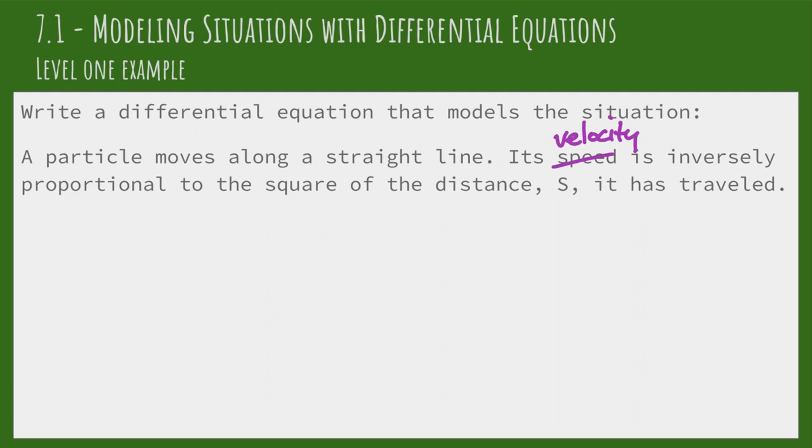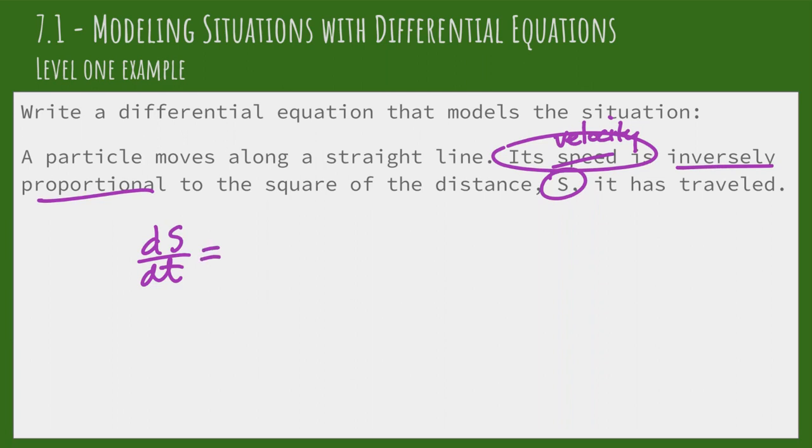And so the velocity is the rate of change of a particle's position. So velocity we can think of as a rate of change, and it's a rate of change of its position, which in this example is s. So s is changing at some rate. So this is the speed here, and it's inversely proportional. So that inverse proportion means that we're going to have some constant divided by the square of the distance it has traveled. So divided by s squared.